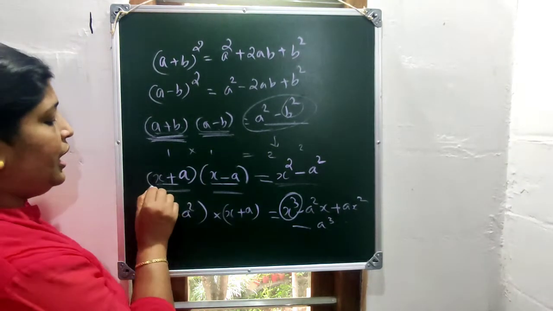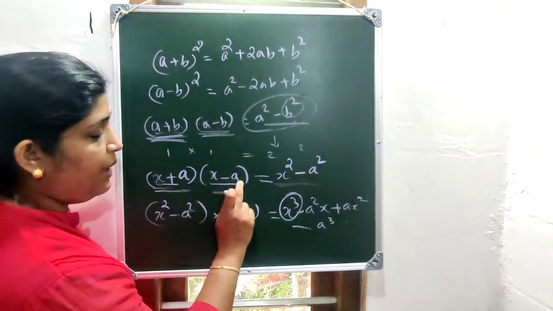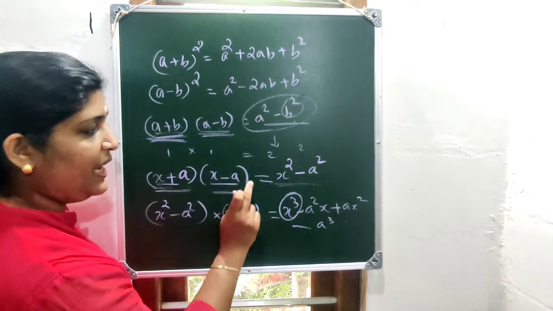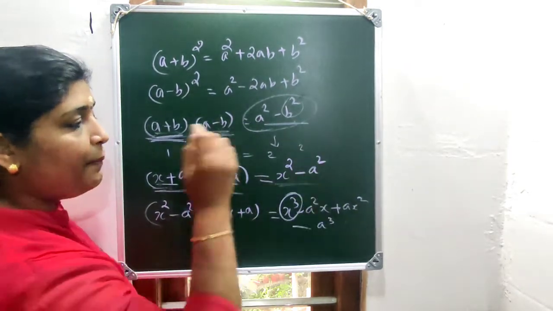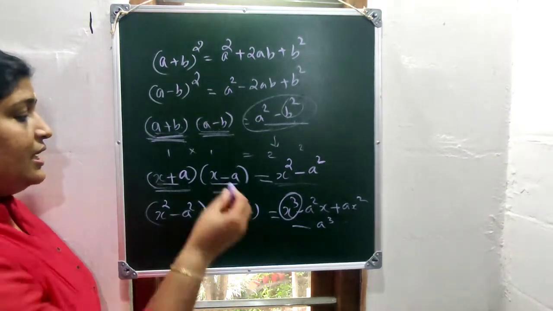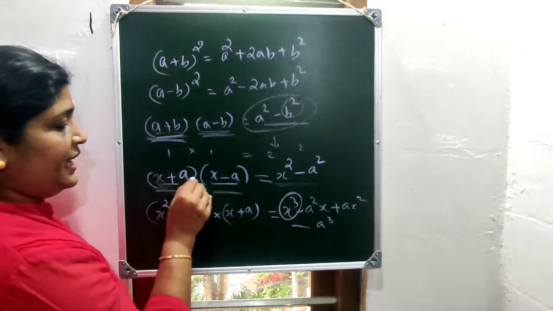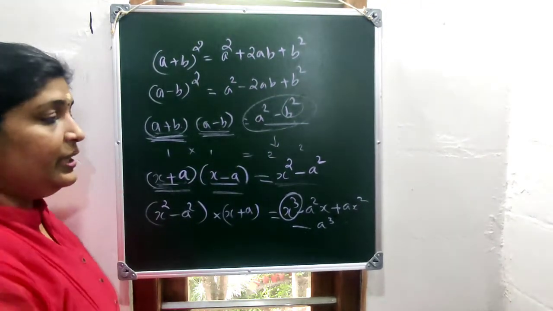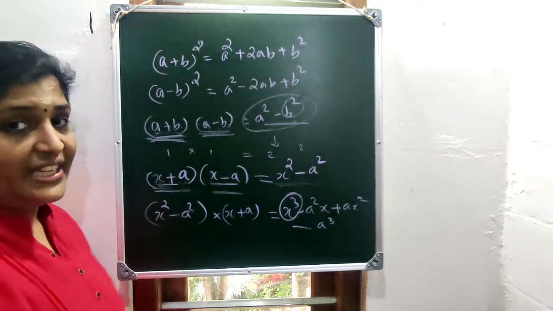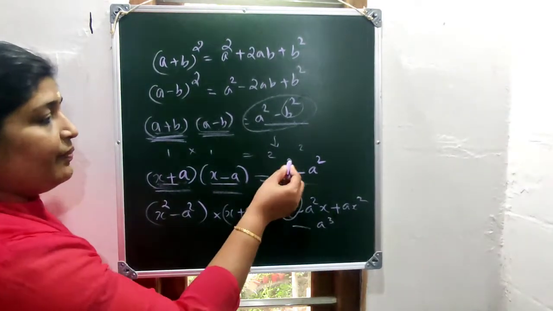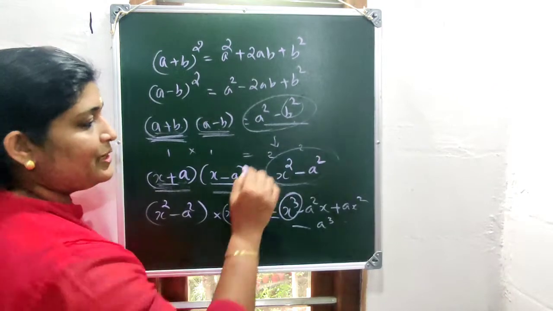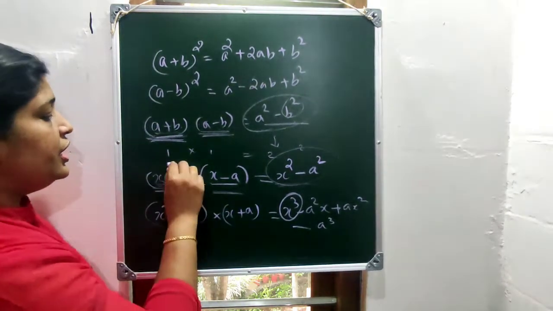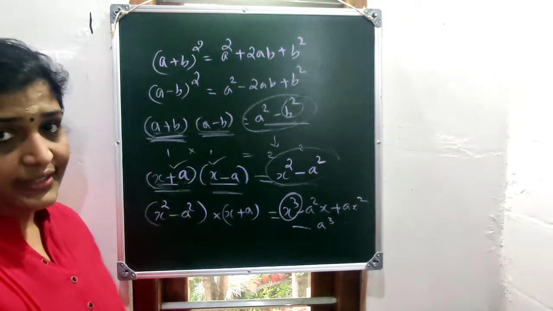Okay, so here we have x plus a and x minus a. x plus a into x minus a is equal to x square minus a square. That is, we multiplied x plus a and x minus a together. Then we have x square minus a square. That means for the polynomial x square minus a square, these two are called the factors.